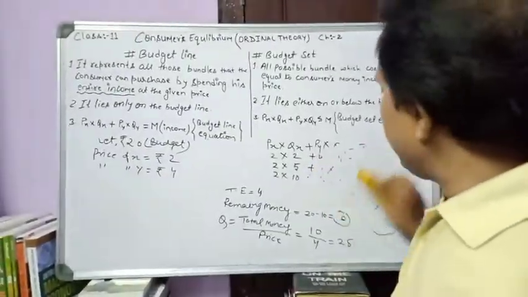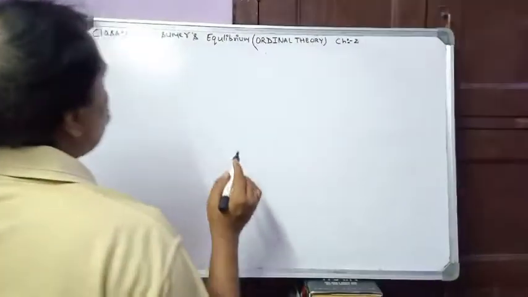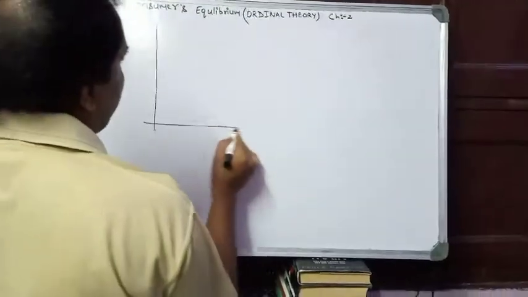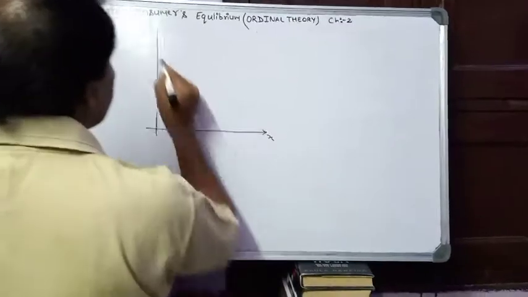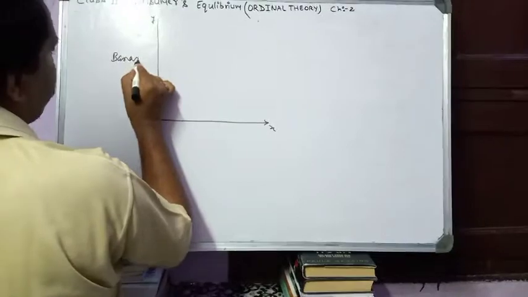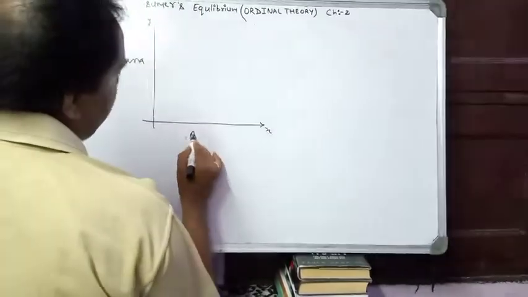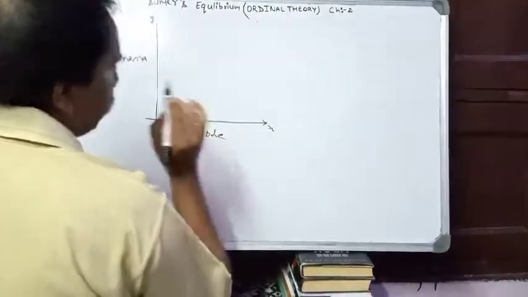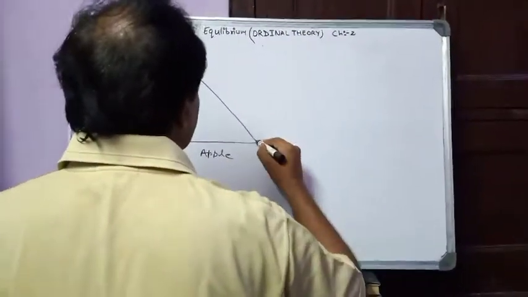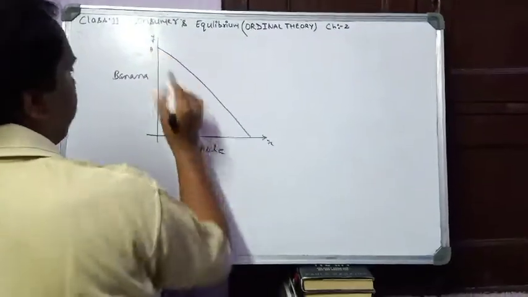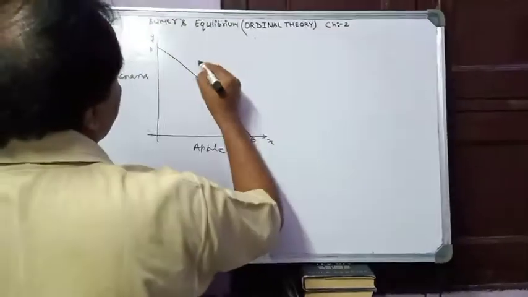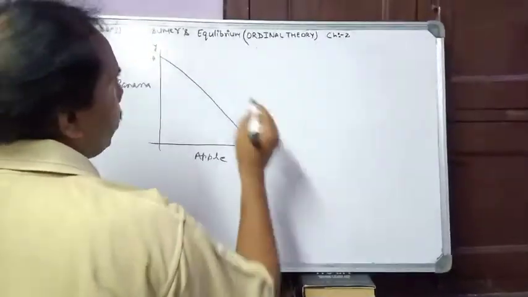Okay, is it clear? Now look, suppose X and Y are two axes. Here suppose banana, and here the apple. There are two commodities. AB is a budget line. AB is a budget line. So budget line is also known as price ratio.